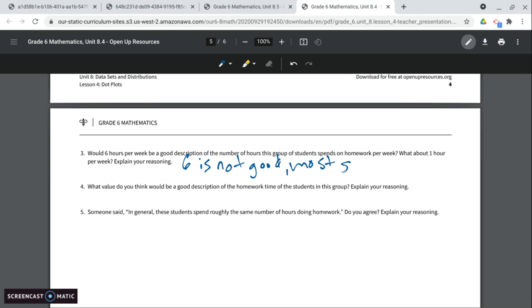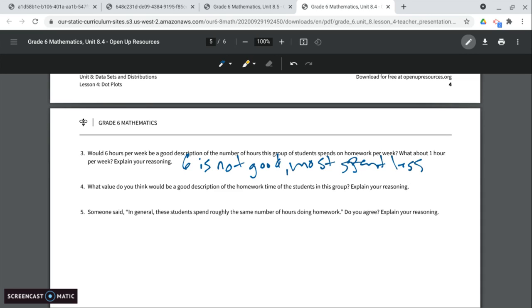Most spent less. Now, 1 hour, well, 1 hour was the most, but there were a lot of people who spent 2 hours, 3 hours, 4 hours as well. So as a result, 1 wouldn't really be that great of a description of the number of values. It'd be somewhere in between 1 and 6.